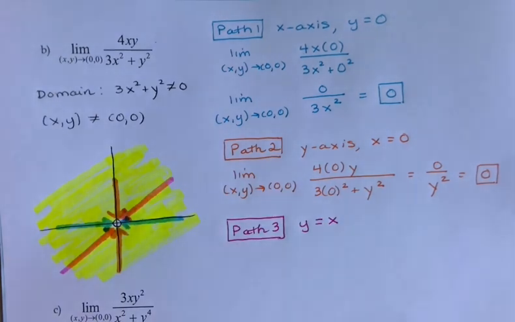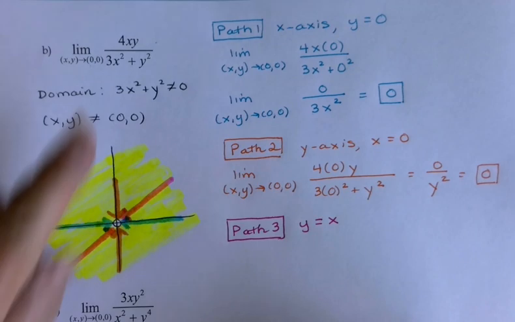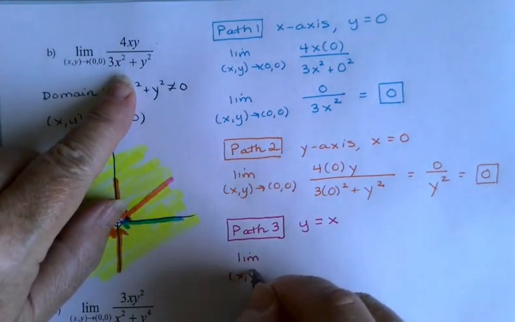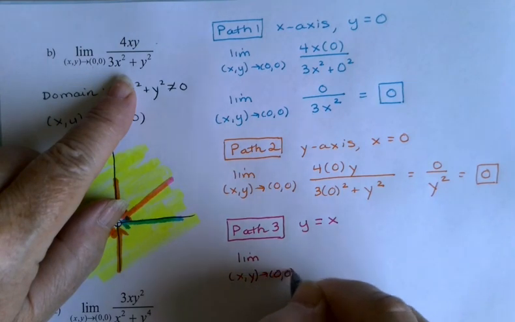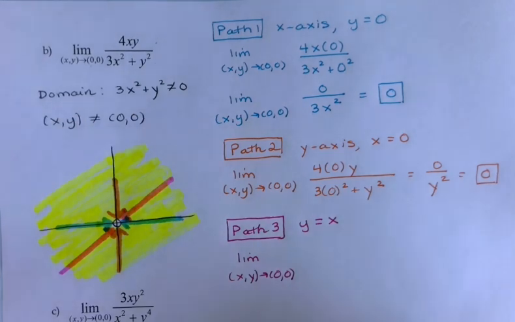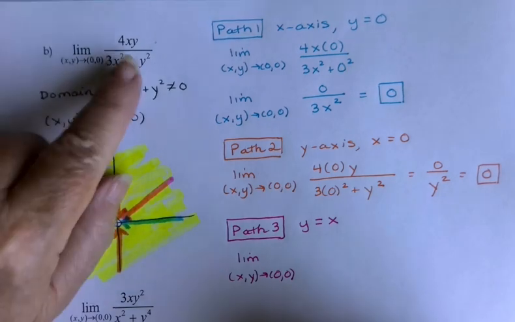That's certainly another path. Let's give it a shot. I'm going to rewrite my limit again. And I'm going to go ahead and replace all the y's with x's. You can do it the other way around, replace all the x's with y's. It doesn't make any difference, but I'm going to replace the y's with x's.